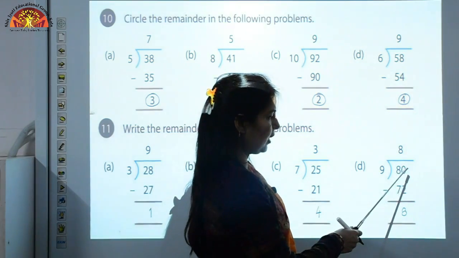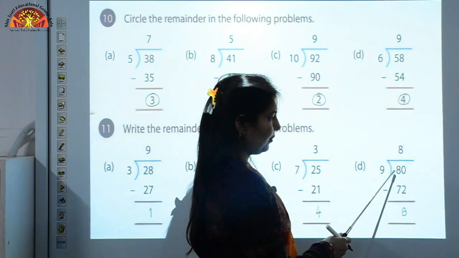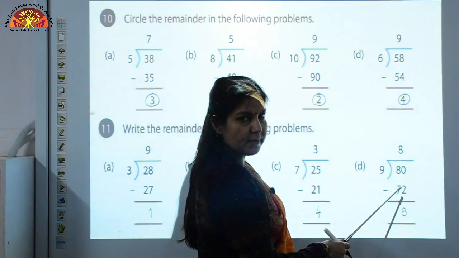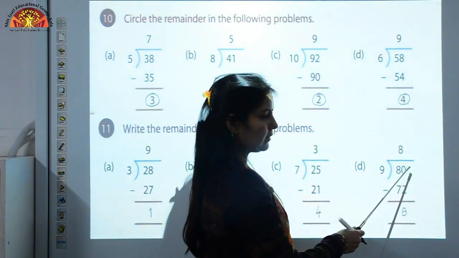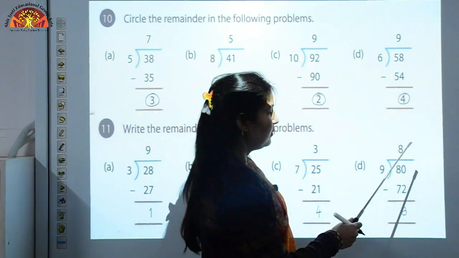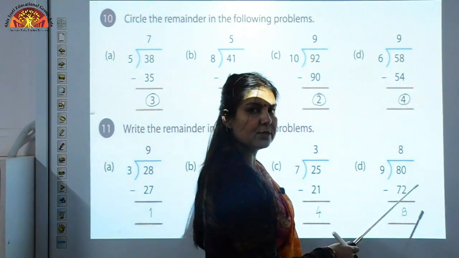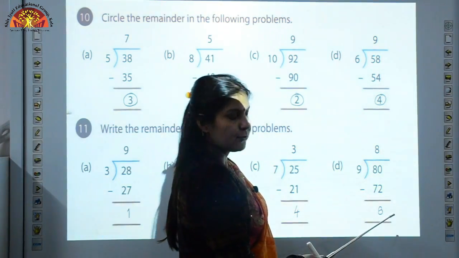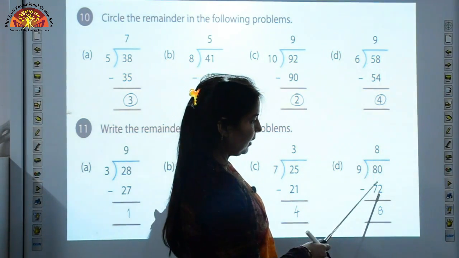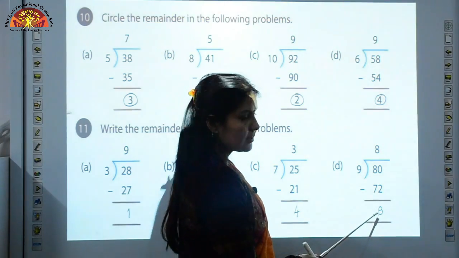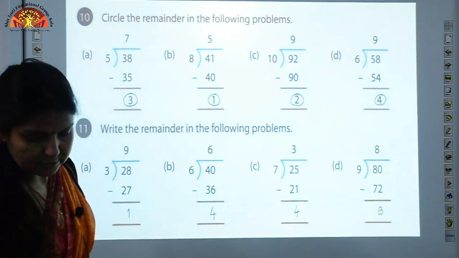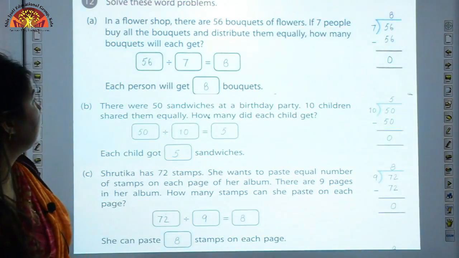So first of all, how will we subtract? We will borrow 1 from 8. This 8 will become 7 and this 0 will become 10. Now from 10 we will subtract 2. 10 minus 2 is equal to 8. So this is 8, and 7 minus 7 is 0. This 8 is the remainder here. Now children, let us move on to the next sum.